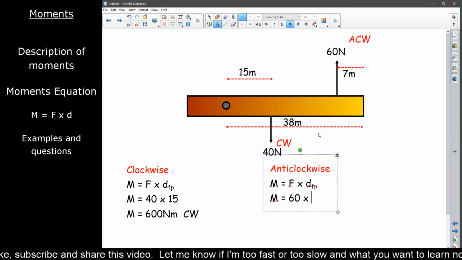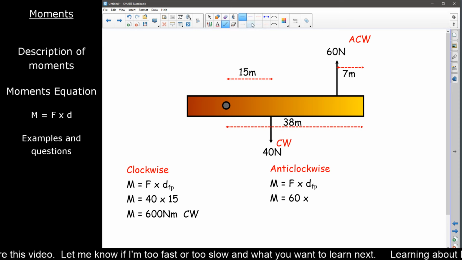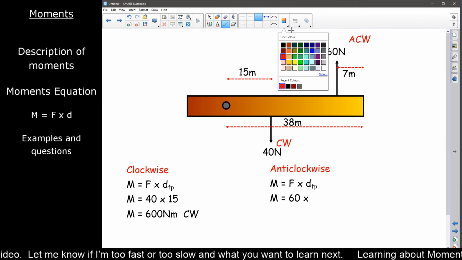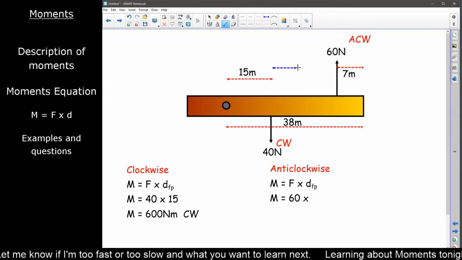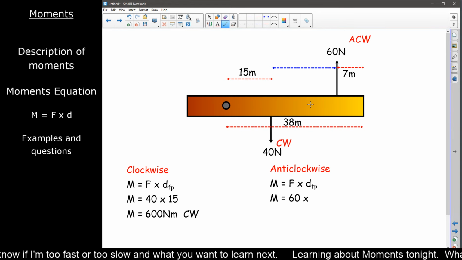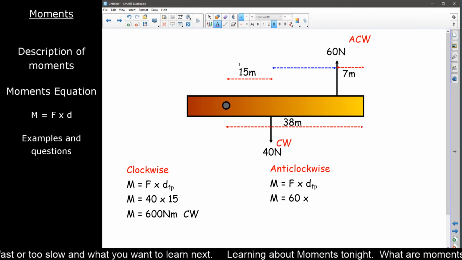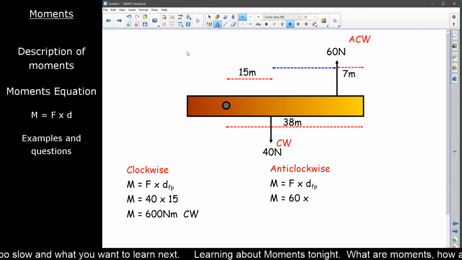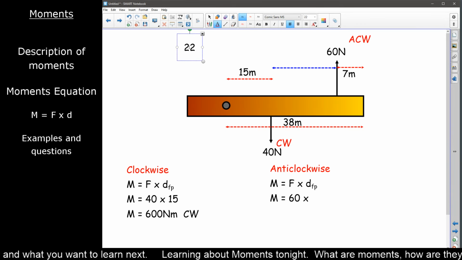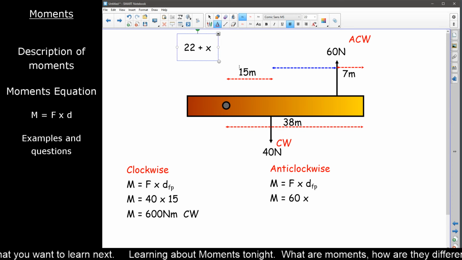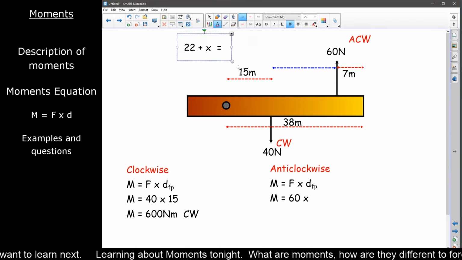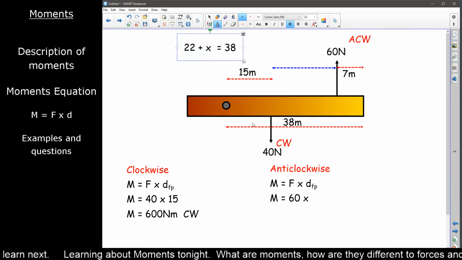Minor problem. I don't have my distance from the pivot because there's a bit missing. I've got all the other stuff going on here, so let's work that out. What I need, I'll give you a different color here, is this distance here. So how do I get that? A little bit of maths here. What we have is 15 plus 7, that's 22, plus my unknown distance, x, is going to equal 38, because the whole distance here is 38 meters.